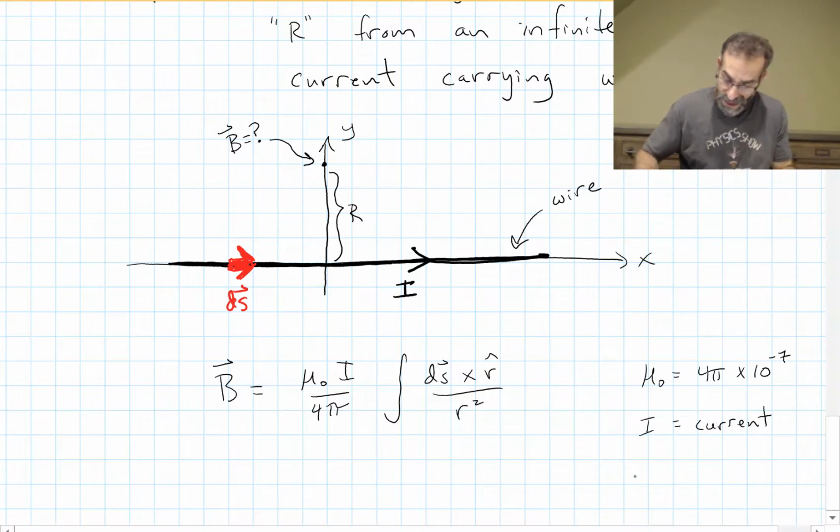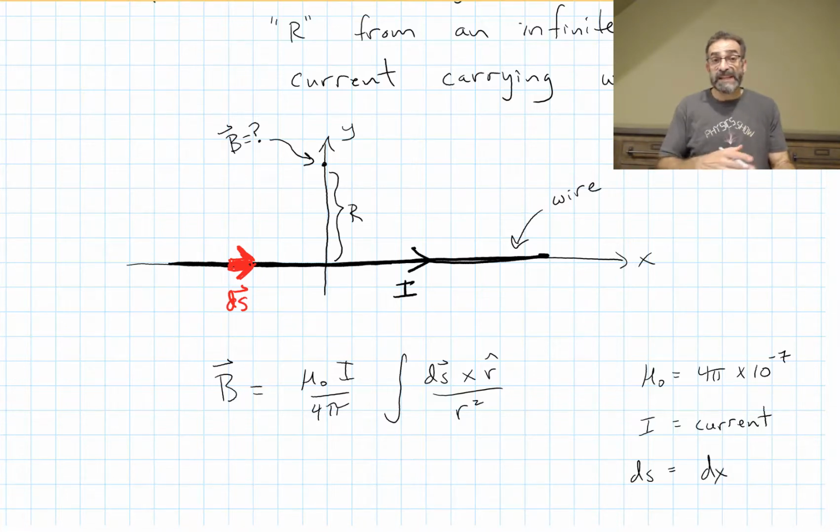So ds, in our case here, is just dx because we're along the x-axis. It's some little tiny amount of the line that makes up the current path. And it points in the direction of the current.